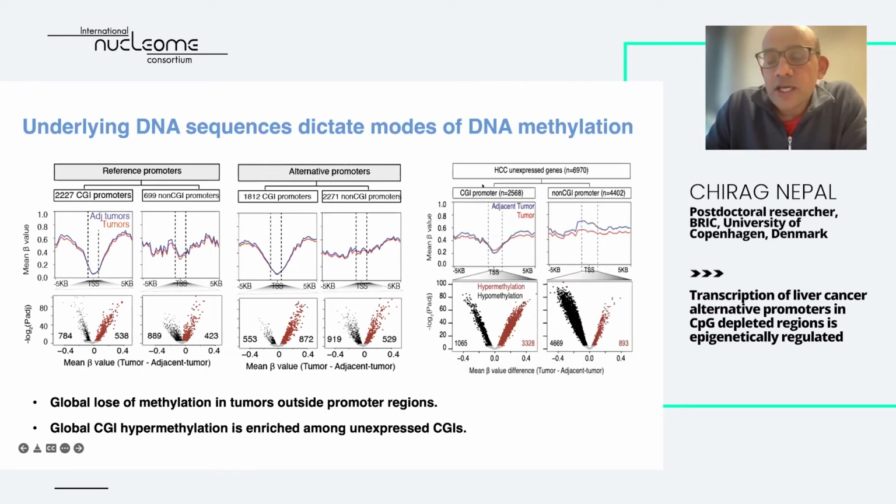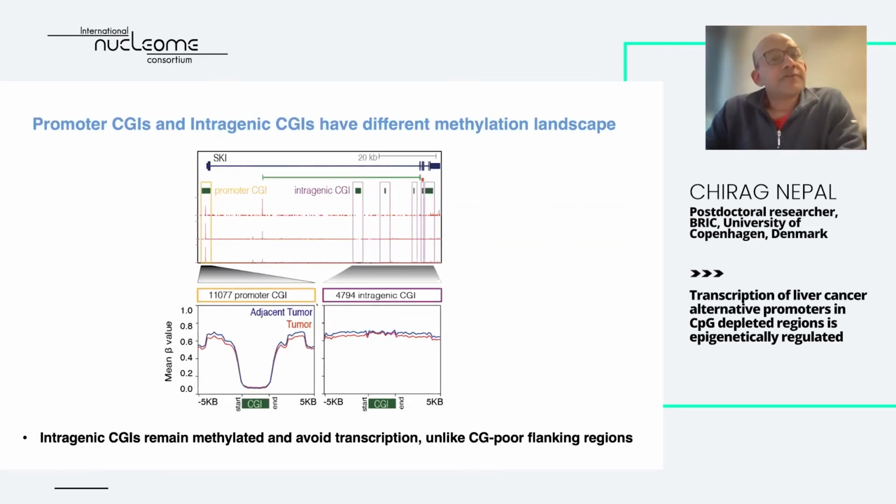But when we look at the unexpressed genes, what we found is that in the CpG island of unexpressed genes, there is a gain of methylation in the tumor, indicating that there is a high amount of hypermethylated probes in the CGI promoters of unexpressed genes, indicating that there is a switch in the repression from a PRC2-based mechanism to DNA-based repression.